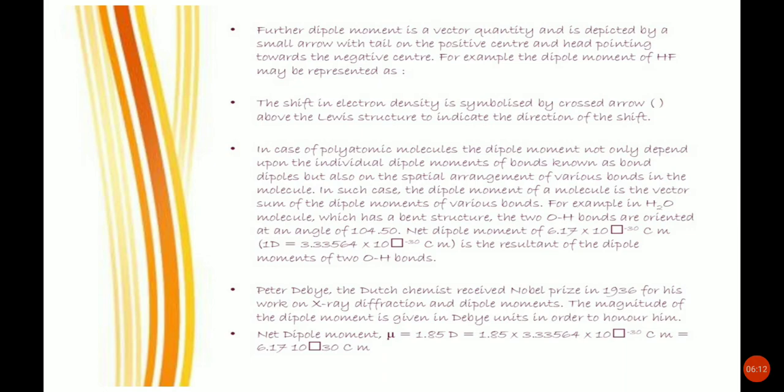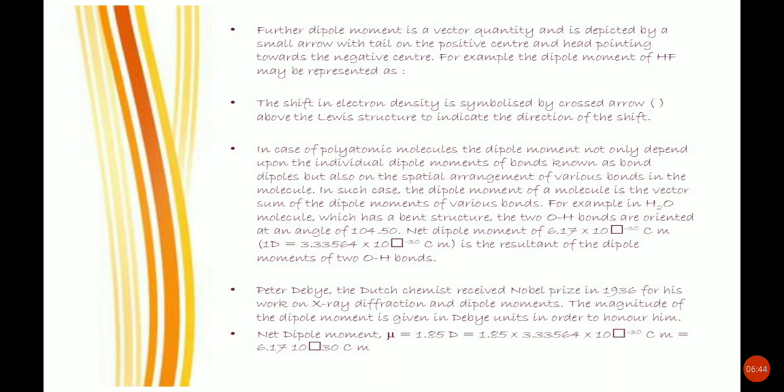For example, in the H2O molecule, which has a bent structure, the two OH bonds are oriented at an angle of 104.5 degrees. The net dipole moment of 6.17 into 10 power minus 30 coulomb meter is the resultant of the dipole moments of the two OH bonds. That is the dipole moment of water.